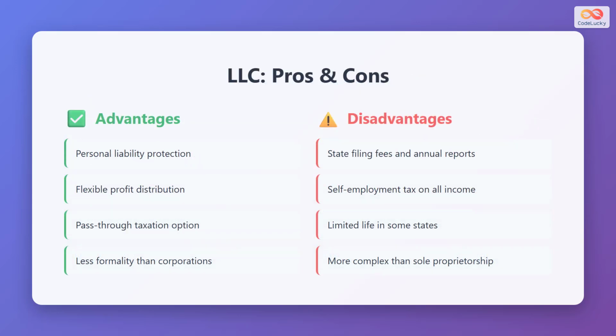LLCs provide personal liability protection, shielding owners' personal assets from business debts and lawsuits. They offer flexible profit distribution that doesn't have to match ownership percentages. Pass-through taxation is available, meaning profits flow directly to members' personal returns. LLCs also require less formality than corporations, with fewer meetings and reporting requirements.